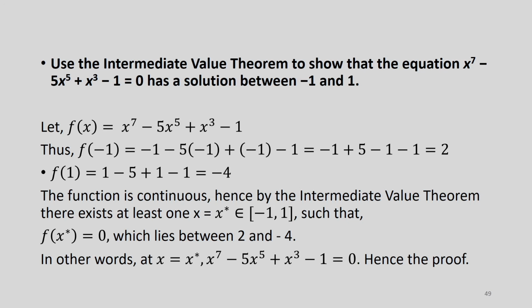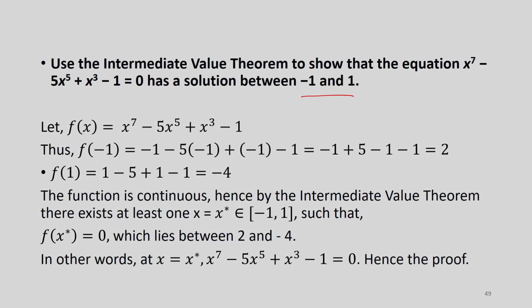So the problem is this: use the intermediate value theorem to show that the equation x to the power 7 minus 5x to the power 5 plus x cube minus 1 is equal to 0 has a solution between minus 1 and plus 1. Now this equation is given to us, we have to show that there is a solution to this equation in a particular interval.